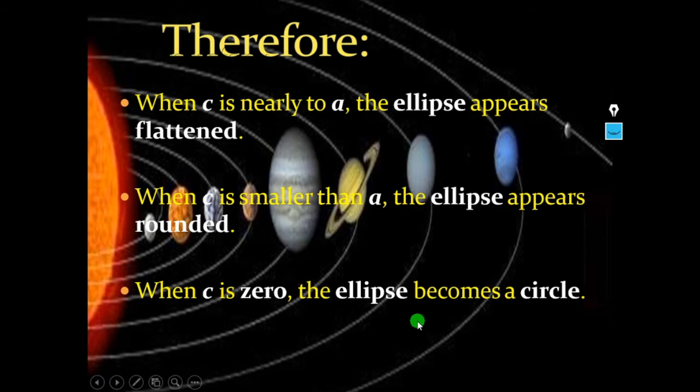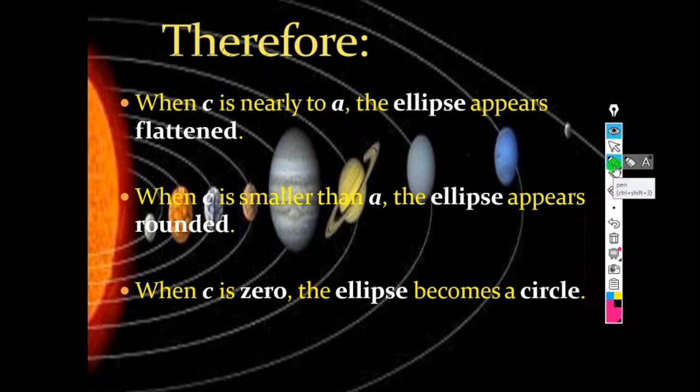When C is 0, there is no distance between the two foci. That means the two foci are at the same place, and the ellipse becomes a circle. I will show this point with a circle. So this is the circle. The two foci meet at the same point called the center. So two points are meeting at the same point. That means the distance between the two foci will be 0. That is, C will be equal to 0.